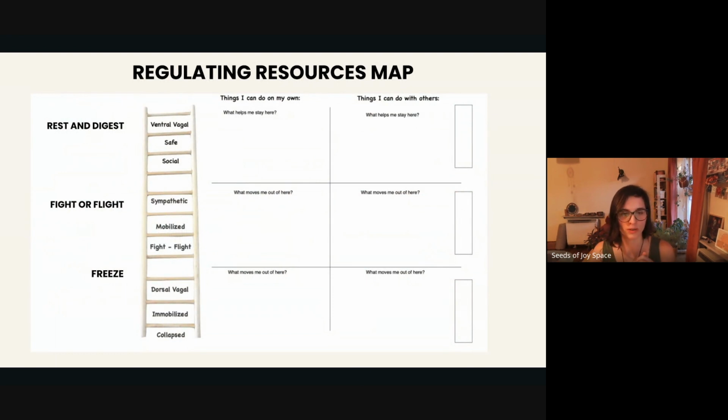So we're going to move into this exercise, and it looks like a lot, but there are just a few things to look at here. Really, it's about how you can regulate yourself on your own and with others, and it's for each of the states. And we will start at the bottom again. So again, if you want to take a piece of paper and just divide it into 3 rows and 3 columns.